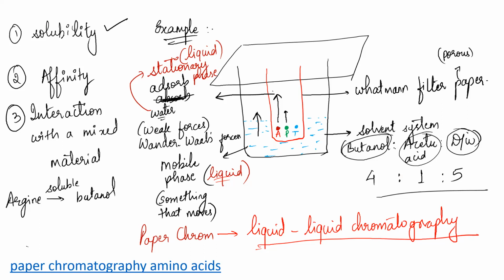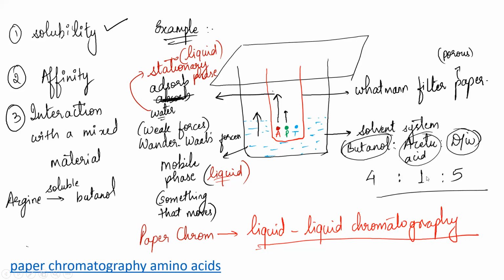So here the mobile phase is the mixture or the solvent system, which is a mixture of butanol, acetic acid, and distilled water. It is in a ratio. It is in a fixed proportion. Is it always butanol, acetic acid, and distilled water? Not necessary. It can be any other.